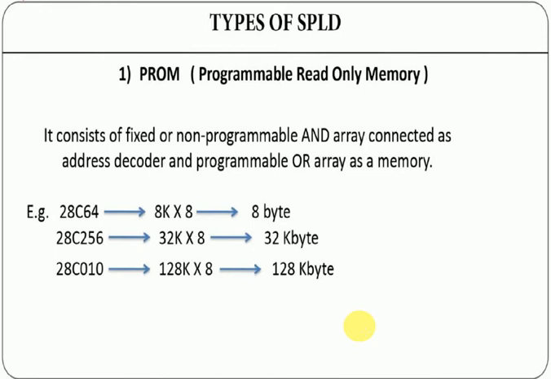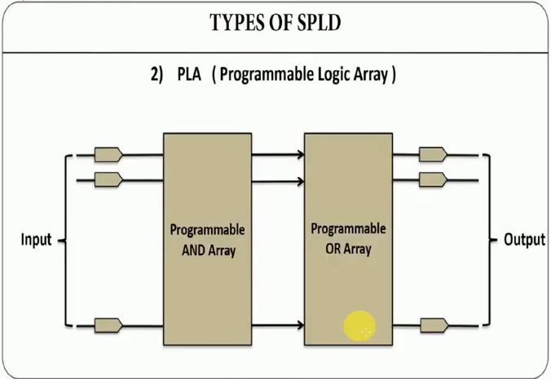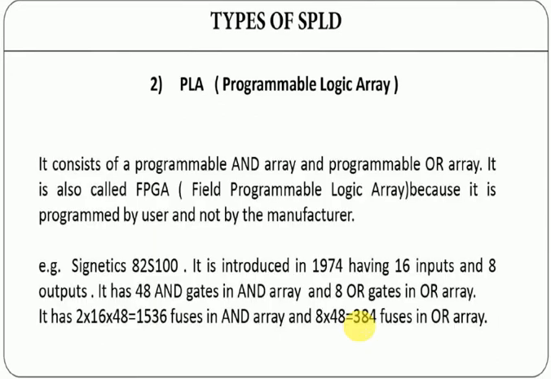Programmable read-only memory consists of a fixed or non-programmable AND array connected as an address decoder and a programmable OR array as a memory. This is the structure of PLA, programmable logic array. In this structure, programmable AND array is followed by programmable OR array. It means both the arrays, AND array and OR array, are programmable. PLA is also called FPLA, field programmable logic array, because it is programmed by the user and not by the manufacturer.